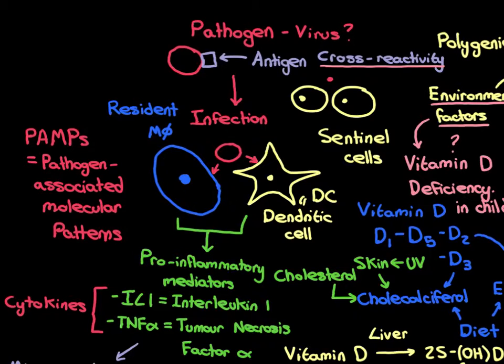So we said in the previous video that it is believed that they become activated by the principle of cross-reactivity, and this is an extremely important principle to understand, because this is the way that we believe that a huge number of autoimmune diseases are actually triggered. So let me go over this principle again because it's so important.